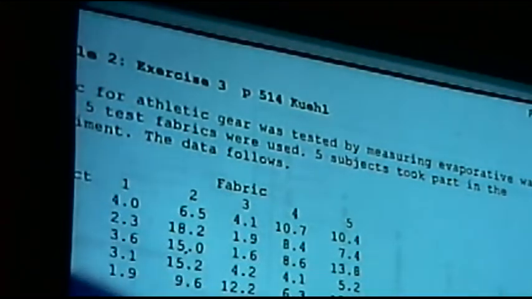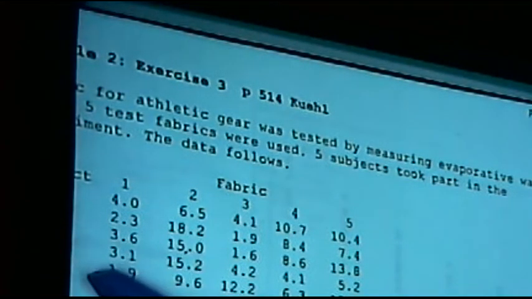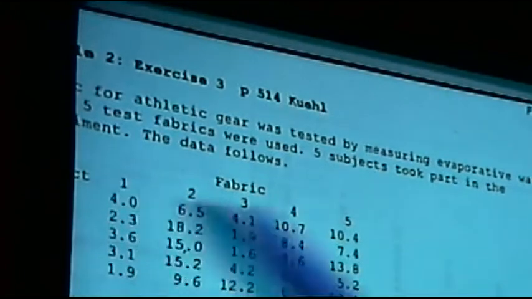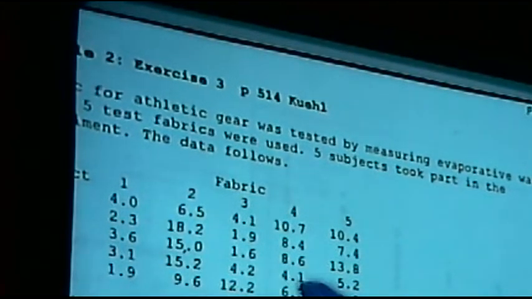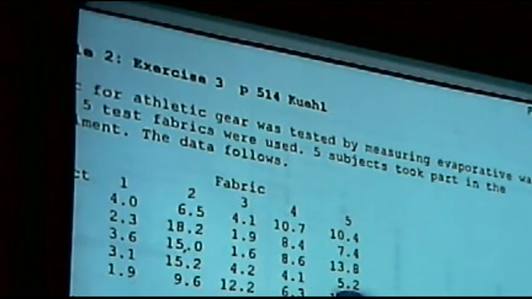So here's a layout of the data. The subjects are over here on the left, 1 through 5, and the columns are labeled by the 5 different types of fabrics, 1 through 5 again. And here's the response, this evaporating water loss. So what I have to do now is to get this data set up so I can run Minitab.